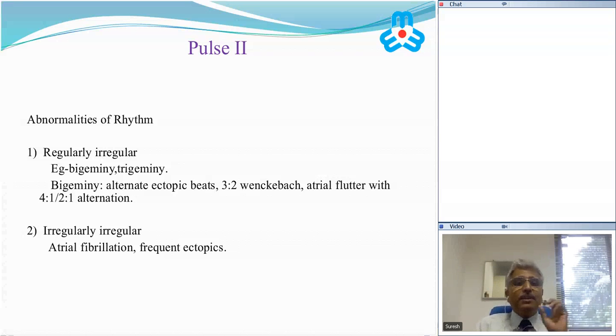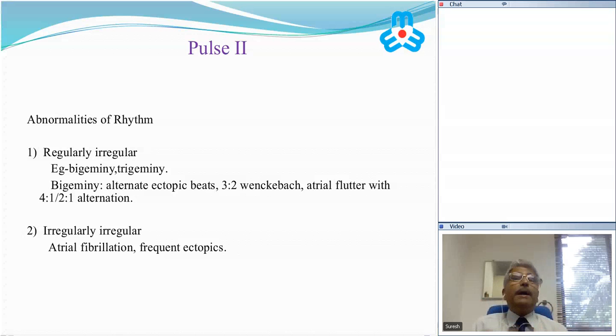To illustrate with bigeminy, there are certain specific rhythms or arrhythmias which are responsible for bigeminy. The commonest among the rhythms that lead to bigeminy is an alternate ectopic beat, either ventricular or supraventricular. But if there is a Wenckebach phenomenon, if it's a 3:2 Wenckebach, mind you, the ventricular beats will be grouped in 2 and you will get a bigeminy. It can also happen in atrial flutter, which will always have an AV block. If the AV block is a 4:1 block alternating with 2:1, the ventricular responses are grouped. So these are the common rhythms that lead to a bigeminal rhythm.